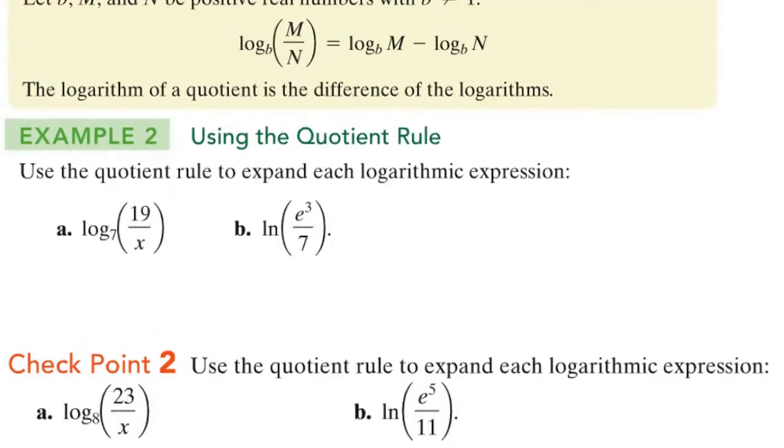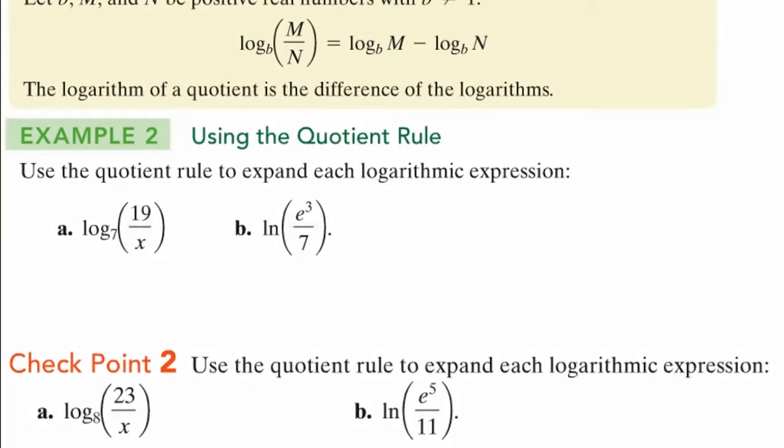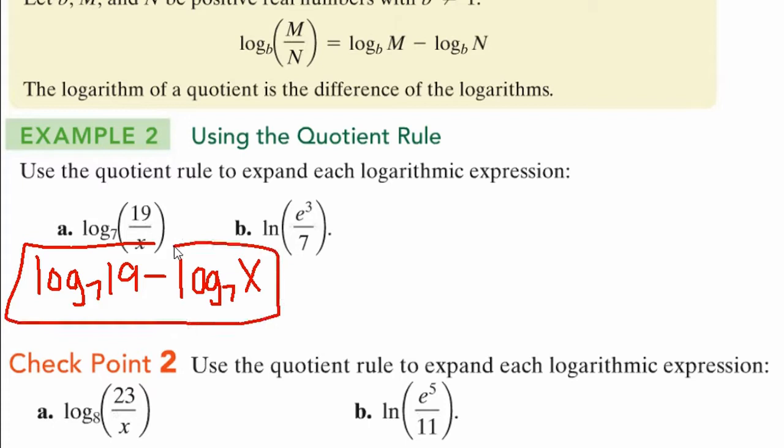All right, the quotient rule. Now we'll do the same thing with the quotient rule. Division inside becomes subtraction of separate logs. So I get log base 7 of 19 minus log base 7 of x. And that's it. There's nothing I can do because 19 can't be written in terms of 7.